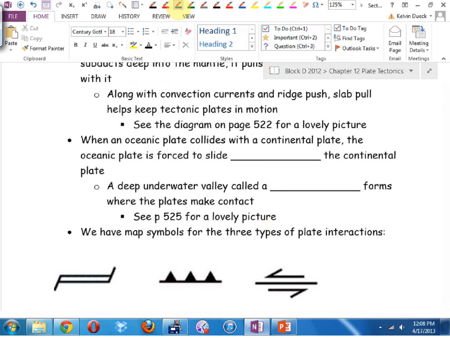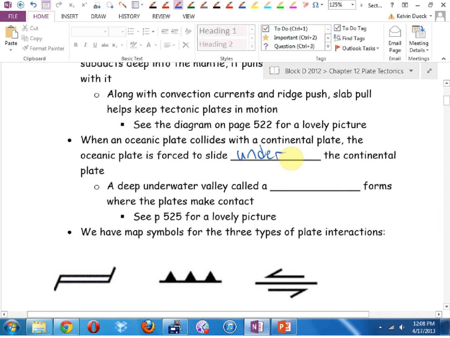A little bit more terminology. So when an oceanic plate collides with a continental plate, the oceanic plate is forced to slide under the continental plate, almost always. Why? It's heavier. Well, wait a minute, Mr. Dewick. Wouldn't a continent be heavier than the ocean because the continent has land? The oceanic plate also has land. It's the ocean floor, but on top of the ocean floor, what's sitting? An entire ocean. That adds a lot of weight.